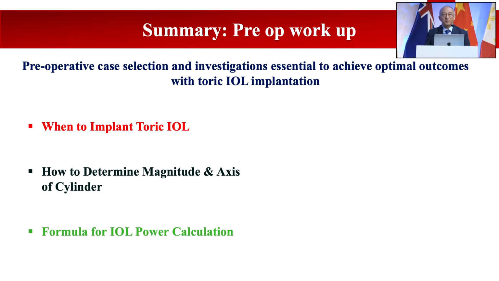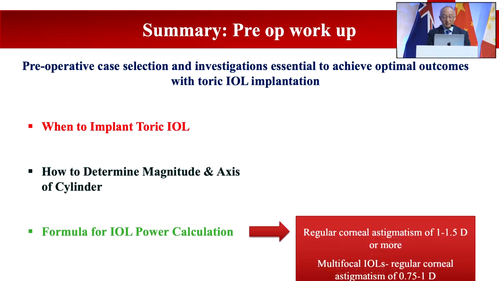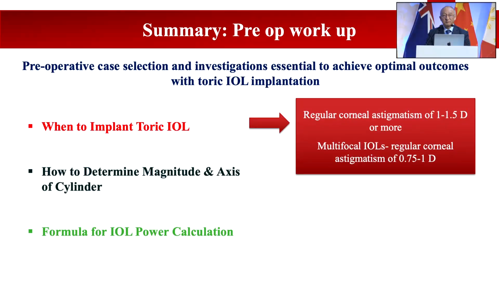Let me summarize what Dr. Manpreet talked about. So we said when to implant a toric IOL. Regular corneal astigmatism is very important, because if you have irregular astigmatism, a toric IOL may not work. Anything more than one diopter in a normal monofocal lens has to be corrected. If you're going for multifocal IOLs, trifocal IOLs, the new generation monofocal plus or EDOF lenses, even up to 0.75 diopters you may have to correct.